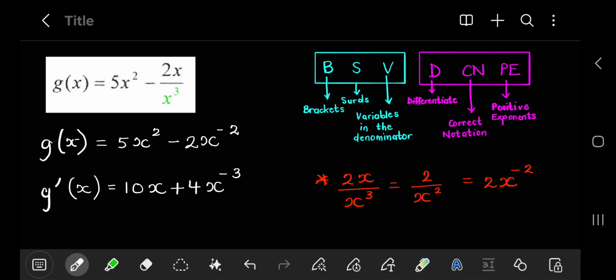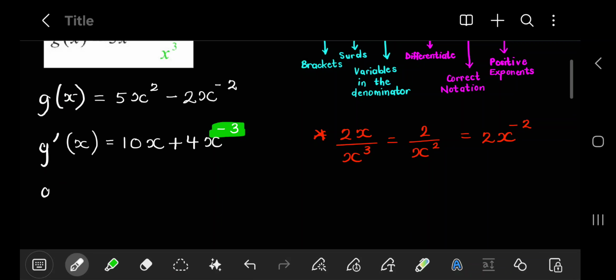The next step is to make sure that you've used the correct notation, which we have. We were given g of x, we write it as g prime x. And lastly, we need to make sure that we have positive exponents only. Now this one is a bit of a problem. It's negative 3. So we need to get that as a positive.